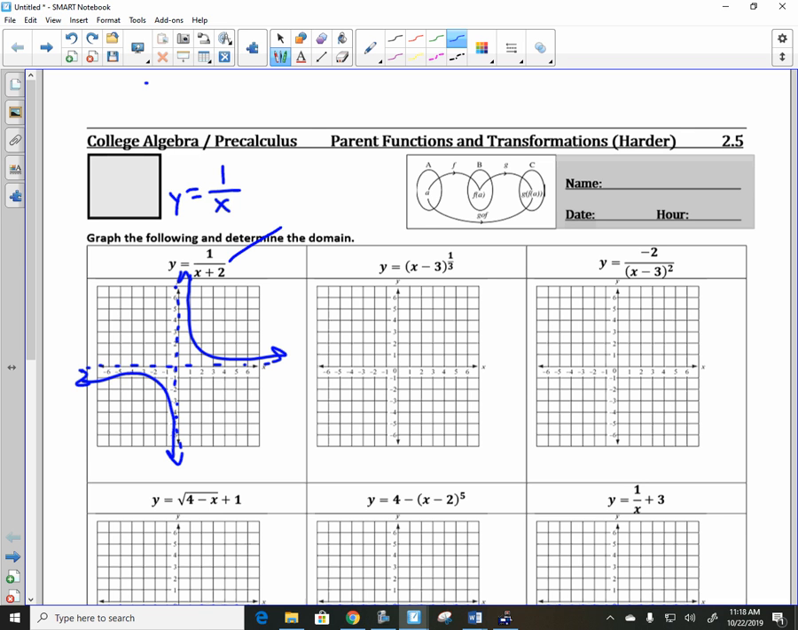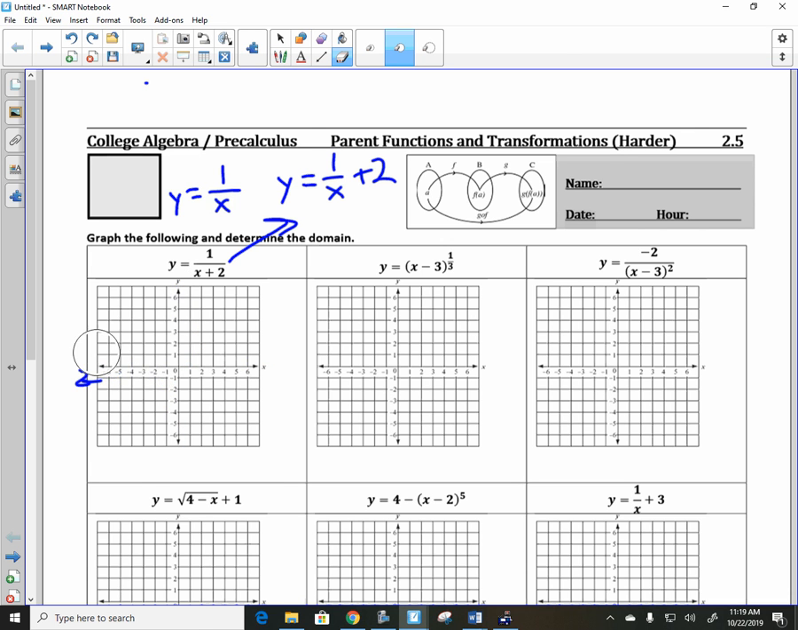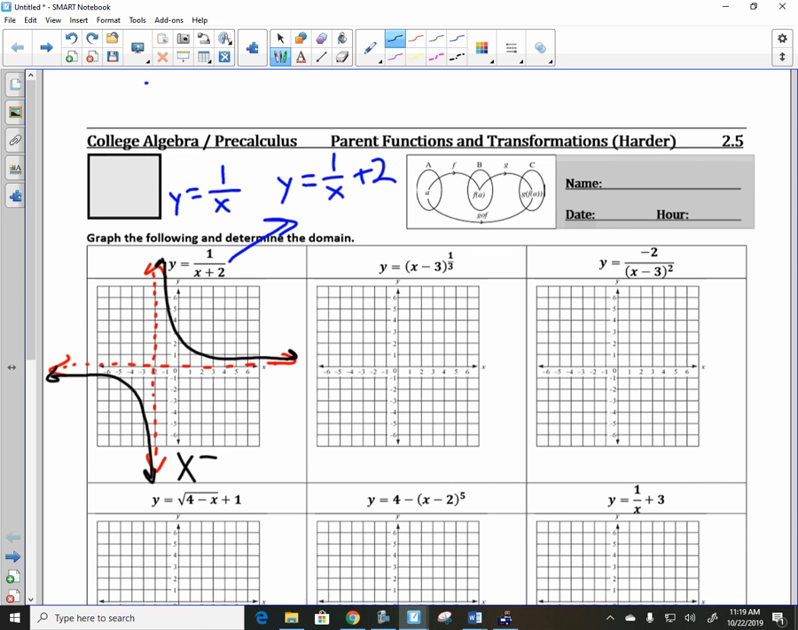That's slightly different than y is equal to 1 over x, plus 2. Notice the difference. Here the plus 2 is on the outside. Here the plus 2 is on the inside. If the plus 2 is on the inside, will that affect it horizontally or vertically? Horizontally. So is it going to move to the right 2 or left 2? Left 2. So therefore, your new function is going to be shifted left 2. And your domain is going to be x not equal to negative 2.